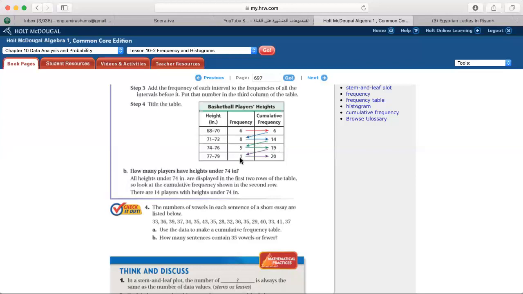Then comes the last one. I add the last one and all the frequencies above it, including the last one. I do not add only 5, 8, and 6. No, I add 1 and 5 and 8 and 6. All of them. That's why it is called cumulative. And write the sum under the cumulative frequency.